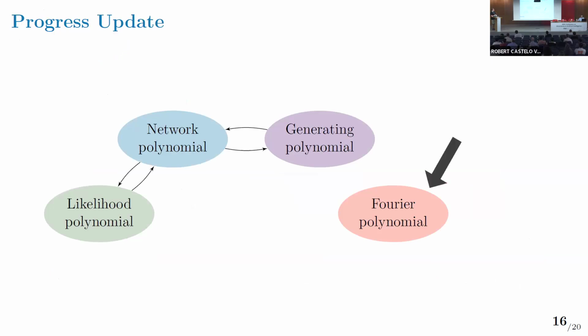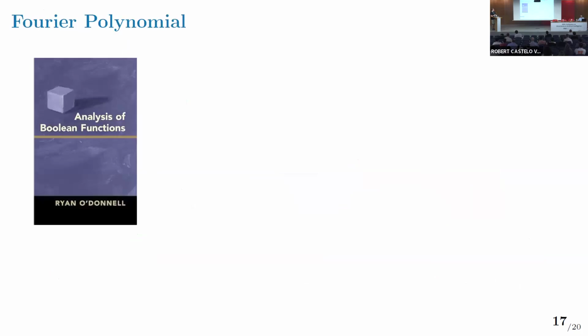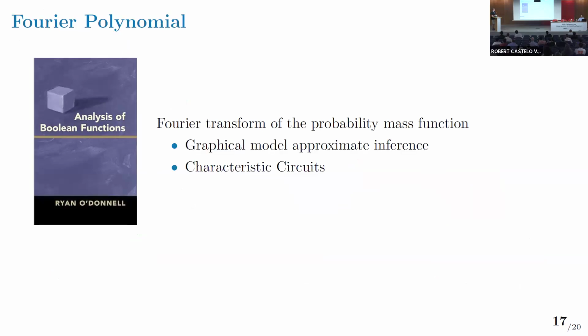And finally, we'll look at the Fourier polynomial. So again, this is a ubiquitous subject in its own right, Fourier analysis. In fact, even the restriction to the Boolean case is very well studied. And here we're going to be looking at the Fourier transform of the probability mass function. And so this as well can be represented by a unique multilinear polynomial. And this semantics has been studied in the context of approximate inference in graphical models, and has also been considered as a semantics for circuits called characteristic circuits.